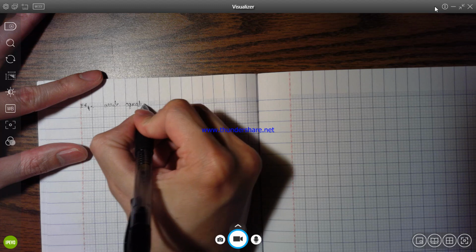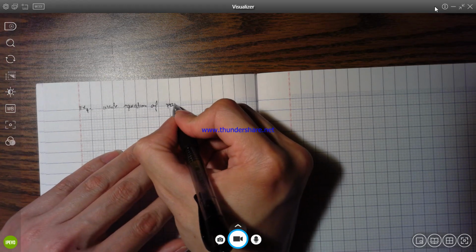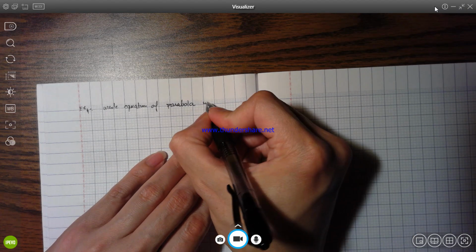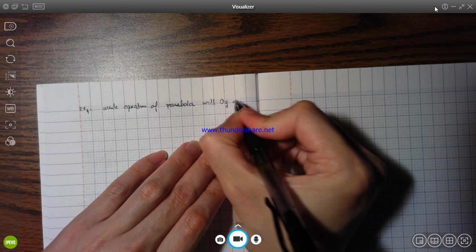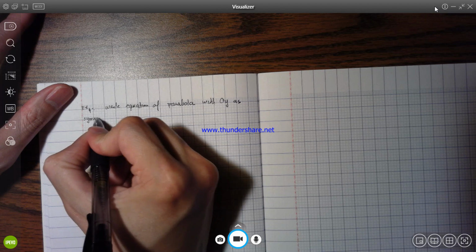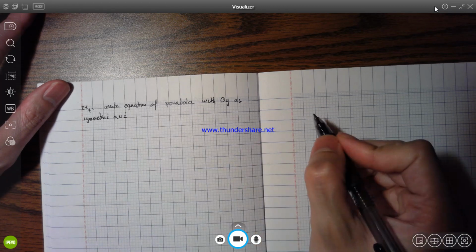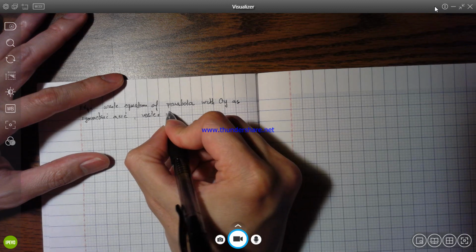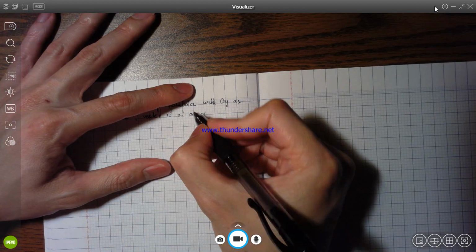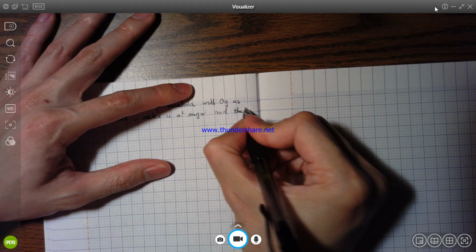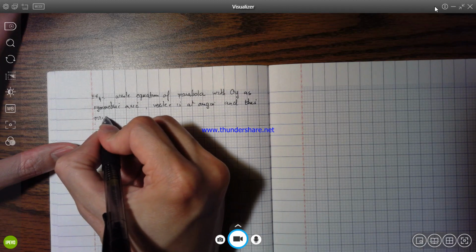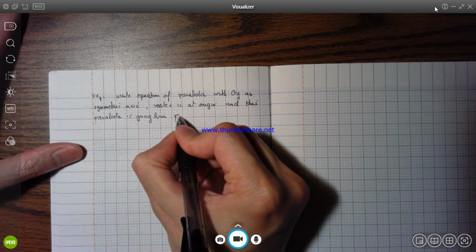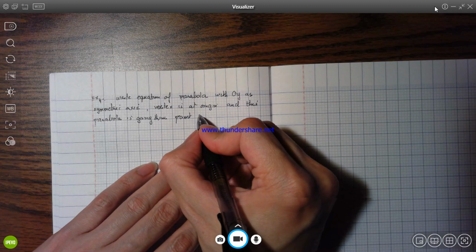The equation of a parabola, okay, with OY as the symmetric axis, okay, the vertex is at the origin, and this parabola is going through the point M(-4, 2).